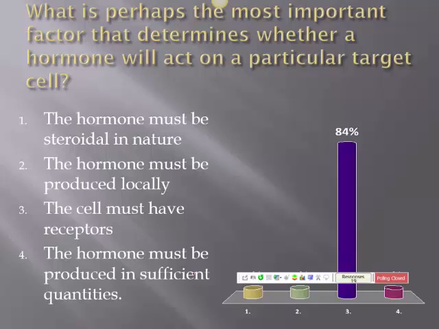But if the hormone is produced in sufficient quantity and the cell doesn't have receptors, then it will not act, right? So the most important feature is that the cell must have receptors in order for a hormone to act on a particular target cell.